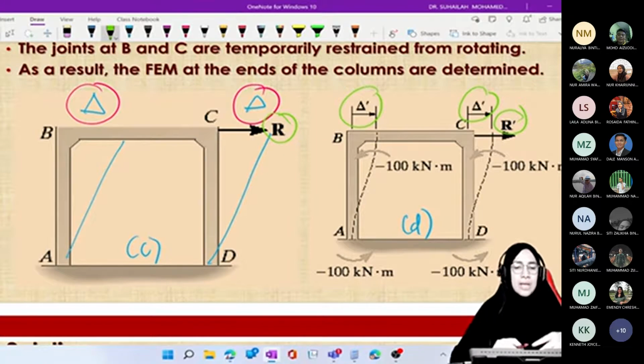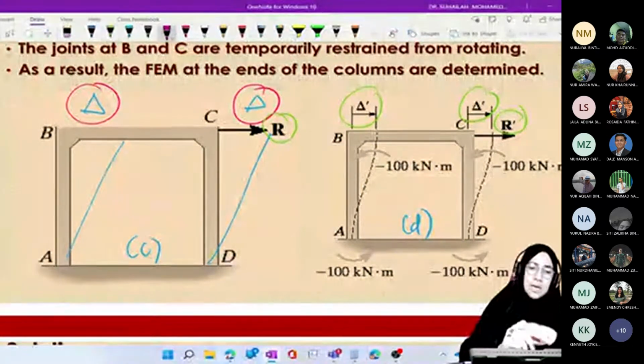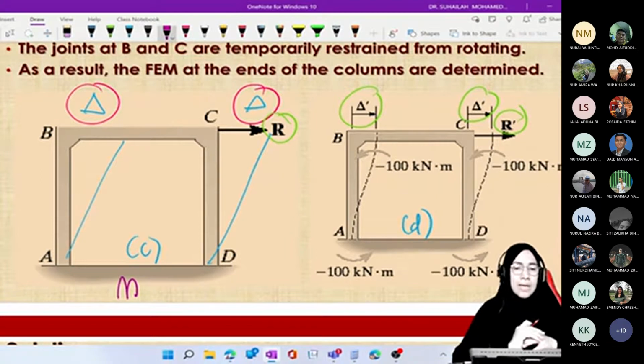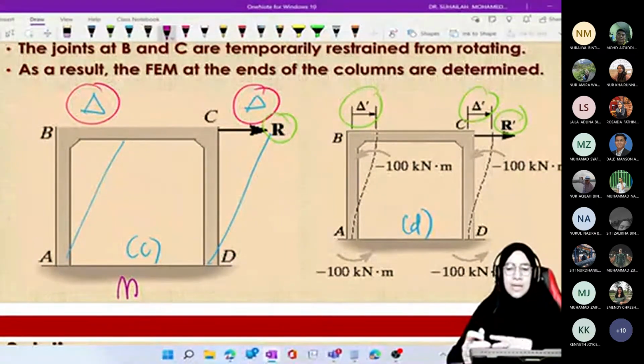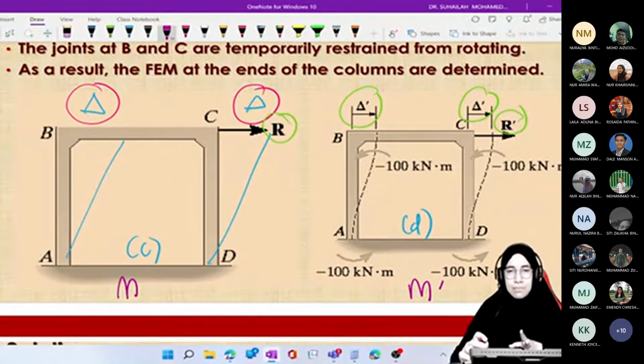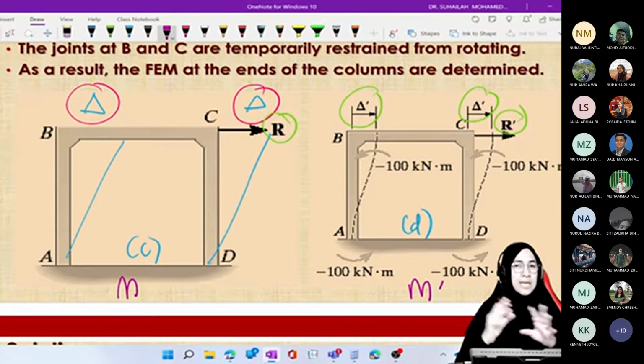So if what we want is the moment in C, the label is M. In diagram D, what do we get? M prime. Yes, M prime. We introduce another diagram called D. This is an assumption. The real one is C, and D is not the real one.